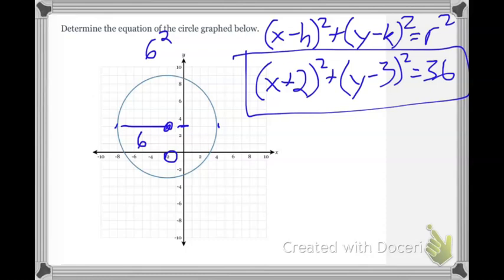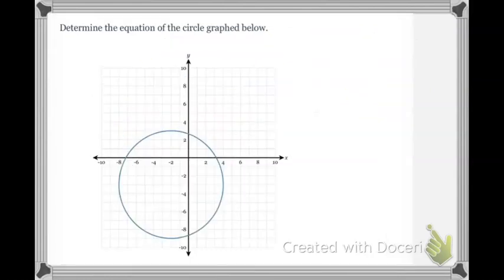All right? Not too bad. Let's do another one. Okay, so here we go. Let's take a look at this one. It looks like the radius is the same, 6. The center is different, though. The center is at (-2, -3).